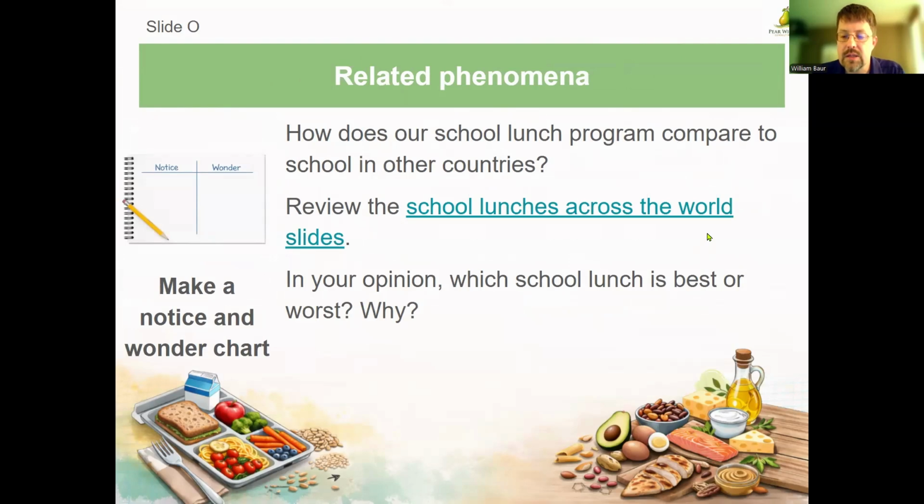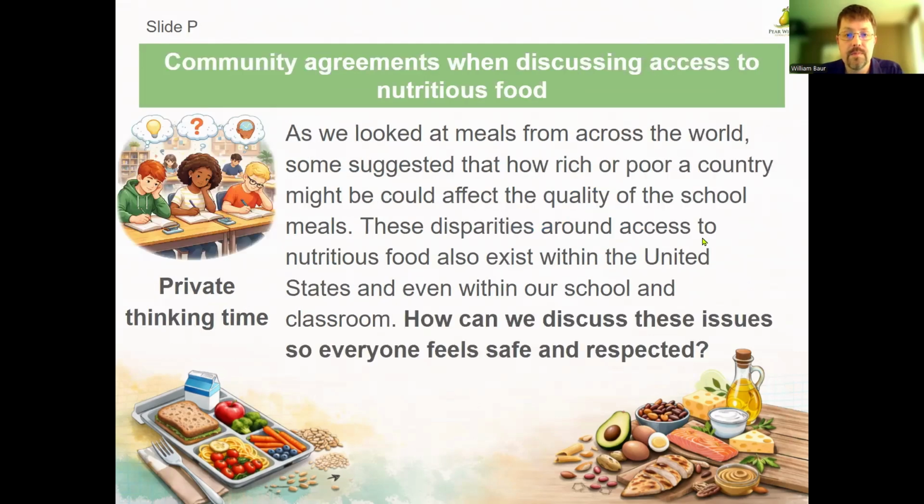The next part is looking at related phenomena. So we looked at the history of school lunch and how it has evolved. Now we're going to look at what it looks like in other countries. So there's a slide deck of images. Students are going to write down their notice and wonders and their opinions of which school lunch looks the best or the worst.